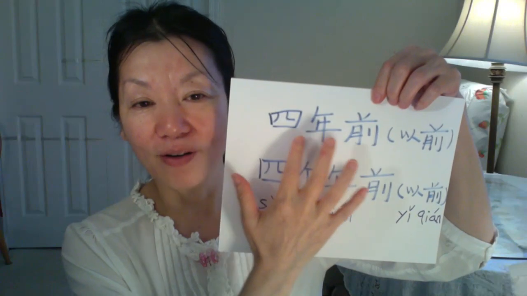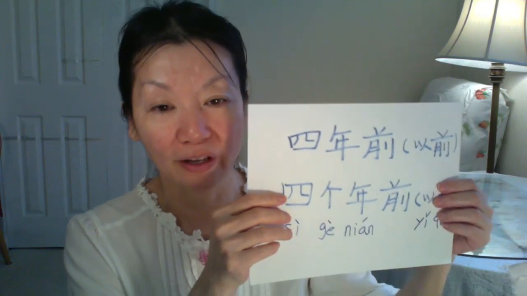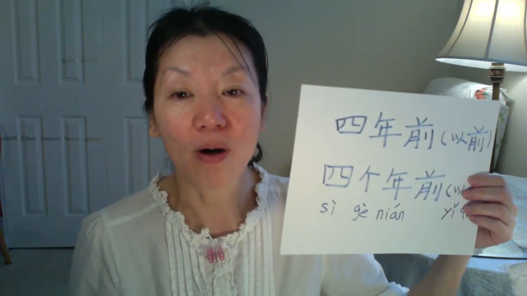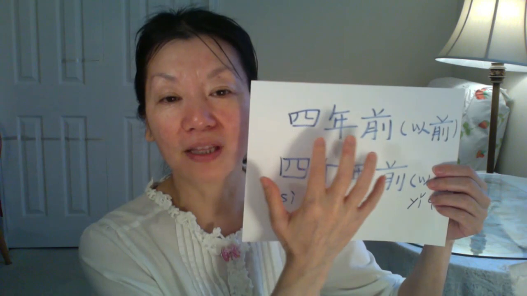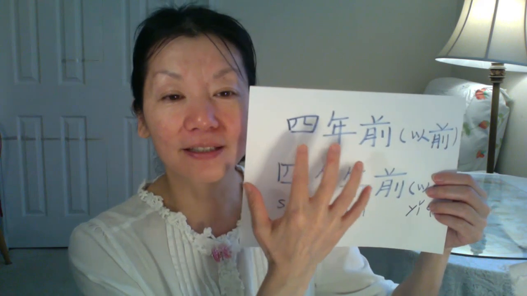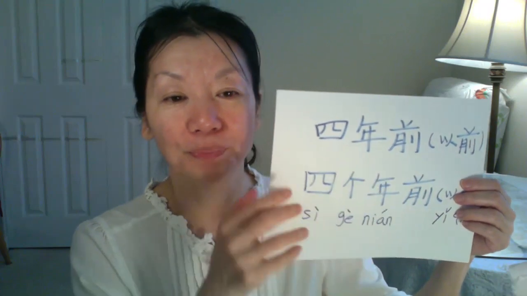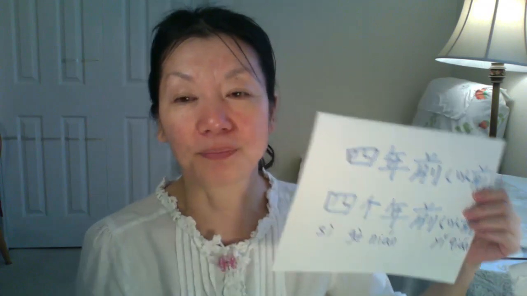4年前, 4 years ago, or you can say 4年以前, 4 years ago. We already figured this out. If you think of them as one part, then you're really comfortable. You say 4年以前, or 4年前. You will not say 以前4年, because you have to think of them together. 4 years ago, you really understand here. 4年前, 4年以前, 4 years ago. Or you can say 4个年以前, or 4个年前.